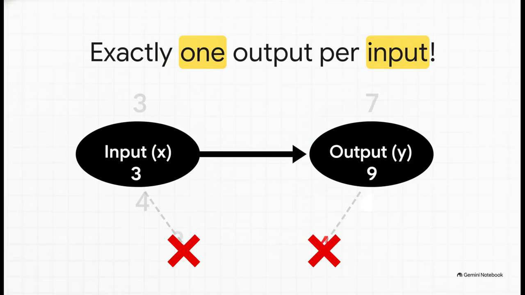But here's where it gets interesting. A relation only graduates to becoming a function if it follows one golden rule: exactly one output per input. If you put a specific x value in, you must know with absolute certainty what the single y value result will be. No guessing, no multiple choice, just exactly one output per input.